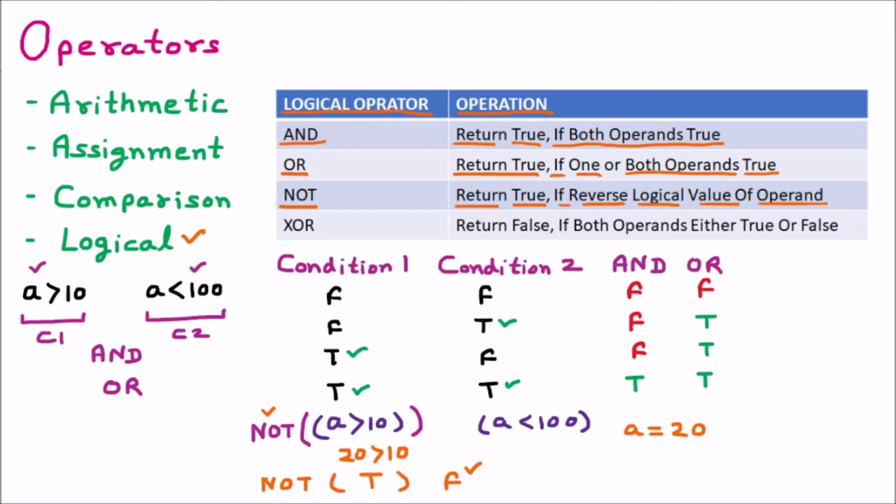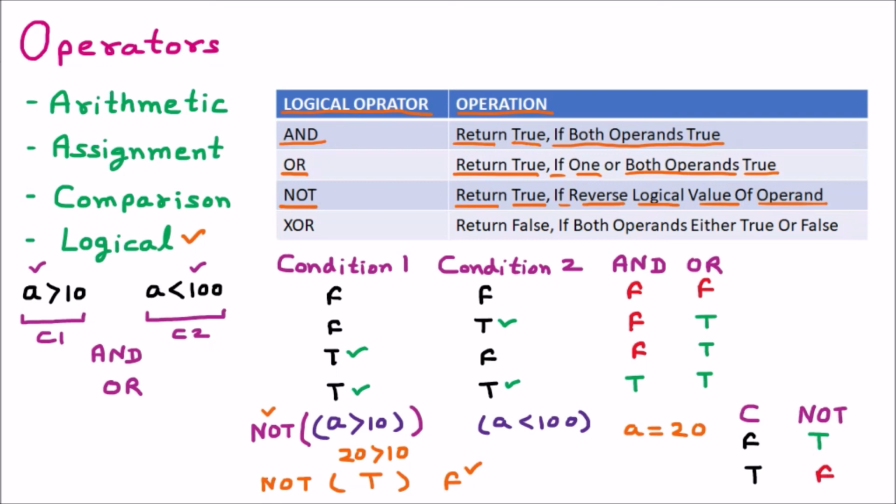So this is the NOT operator. If we have some condition and we apply the NOT operator on that, the condition can be false or it can be true. If the condition is false, NOT is the reverse, so NOT will give you a true answer. And if the condition is true, NOT will do the reverse and give you false.